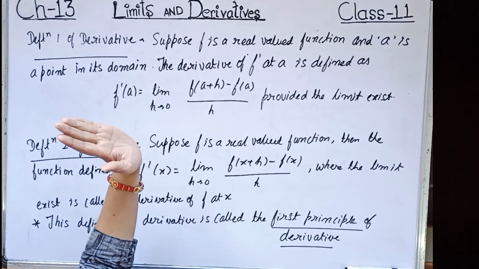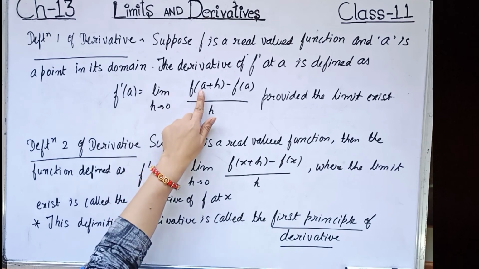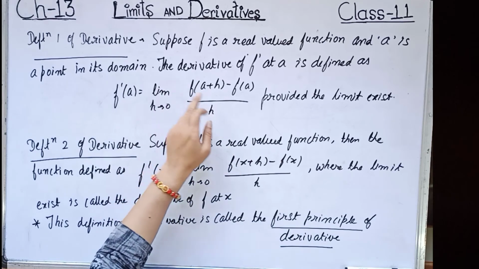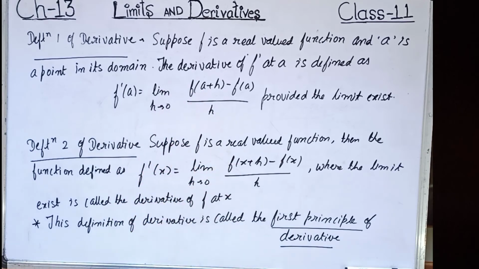Same thing whatever I explained over there, in place of x it is h, in place of x it is a over here. The definition which I explained over there, I have written in form of definition 2 of derivative. Suppose f is a real valued function, then the function defined as f dash x equals limit h tending to 0 f of x plus h minus f x divided by h, where the limit exists, is called the derivative of f at x.